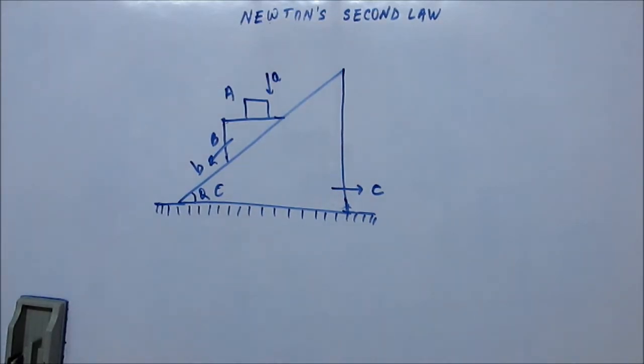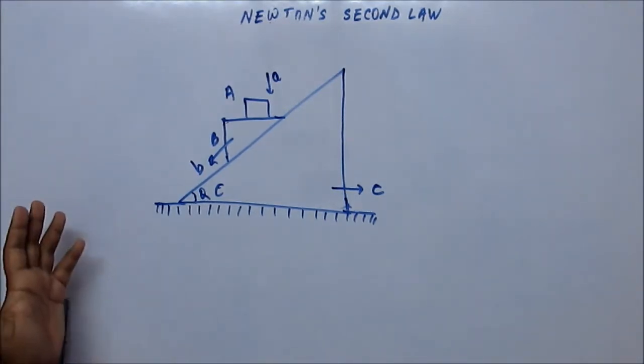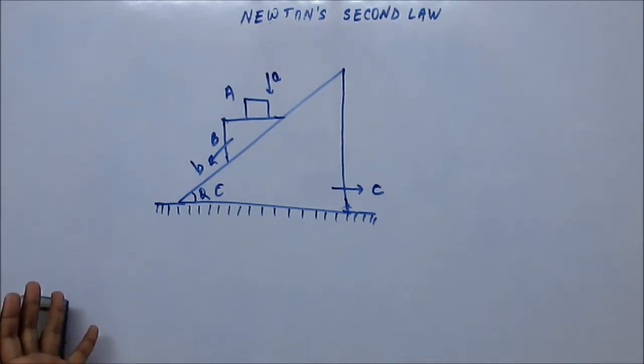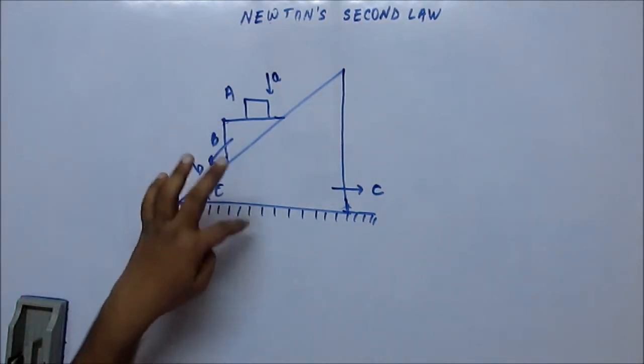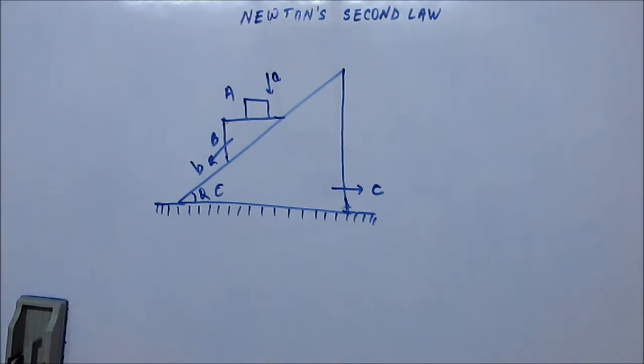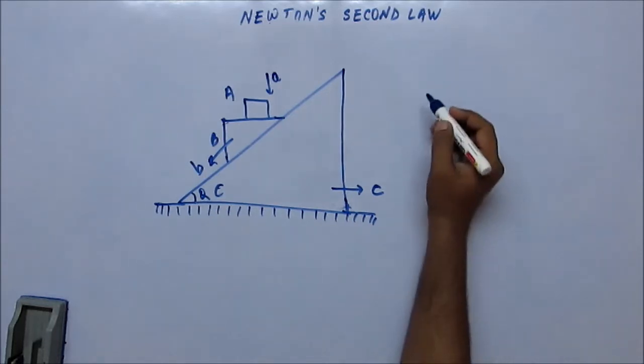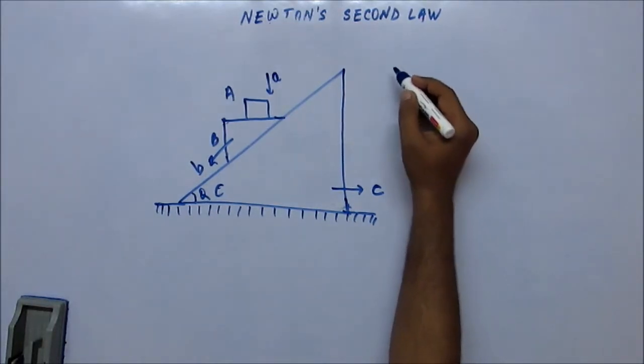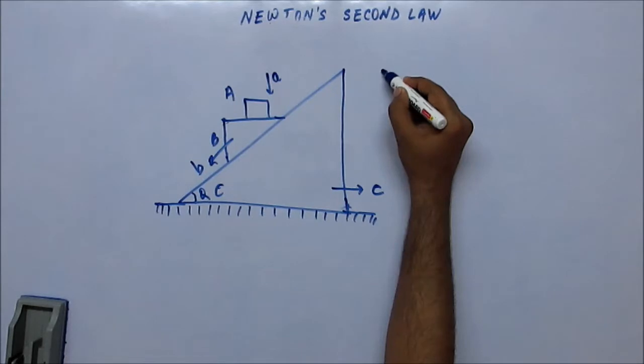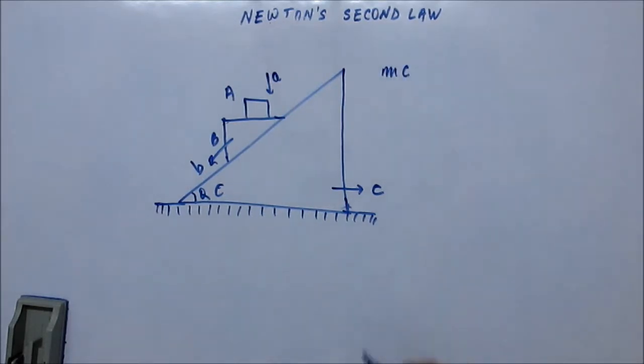Now let's write Newton's law of motion for the entire system. For the entire system, in the horizontal direction, there is no net external force because nobody is applying any force. The system is on its own. And the normal reaction is an internal force acting on both B and C in opposite directions. So net external force is 0, which will be equal to mass into acceleration: mass of C into acceleration of C. That is for block C.